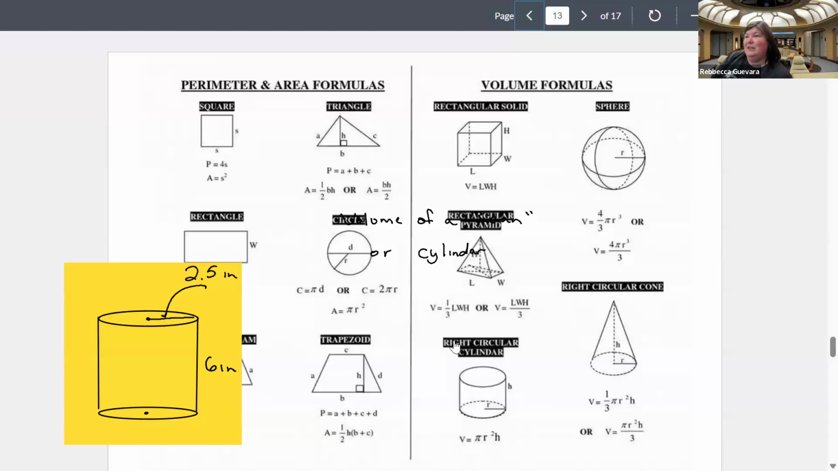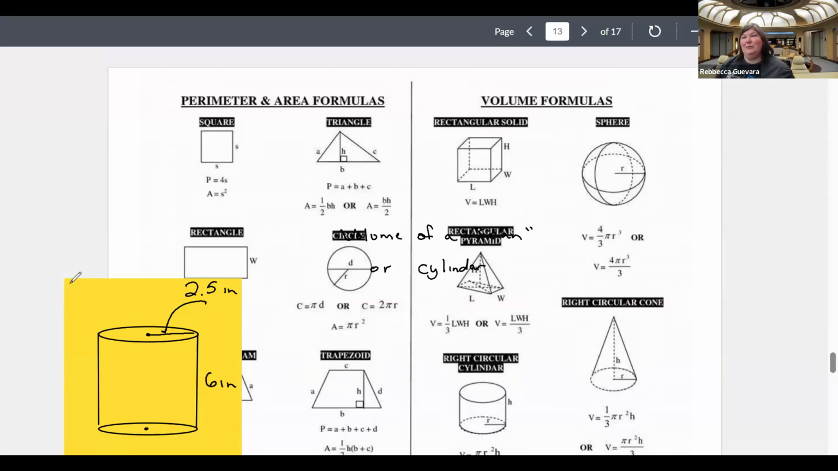All right, so we go back here. When it says right circular cylinder, it means a cylinder with a circular base that has perpendicular sides to the base. That's all that means, but you're looking for a cylinder. We're looking for the volume, and we see that the volume is going to be, let me move that a little bit.